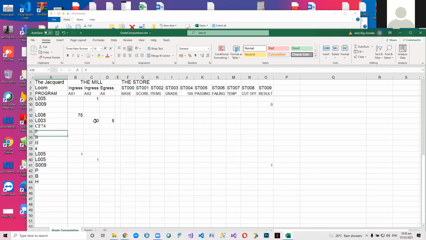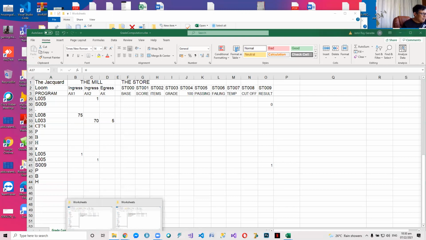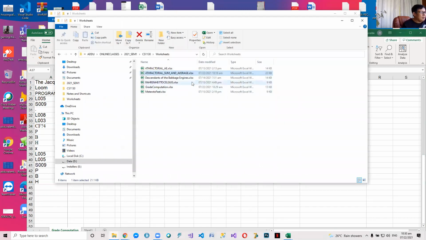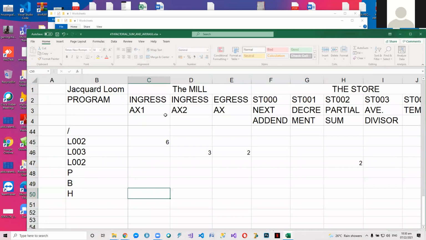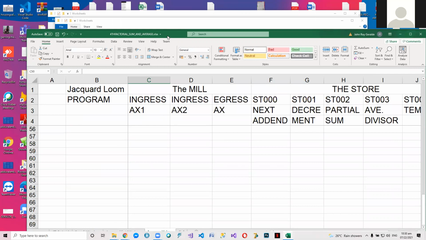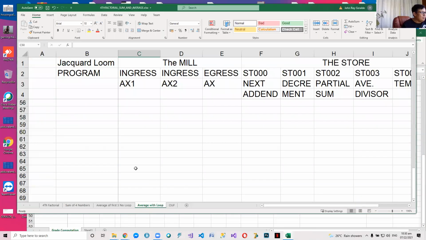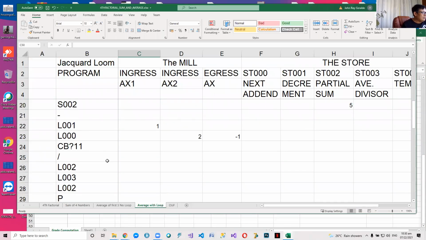Print and the halt, just like in our average, okay? So average with loop. Let's look at that now. Do you follow?